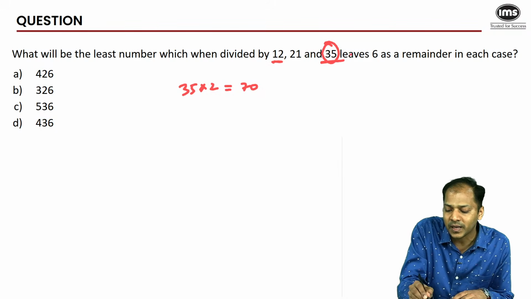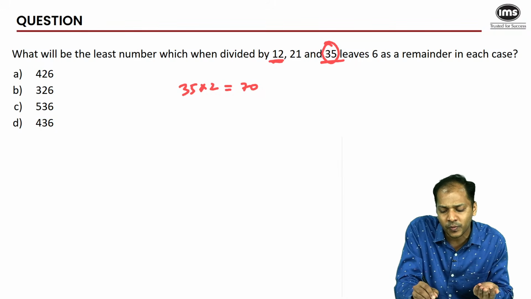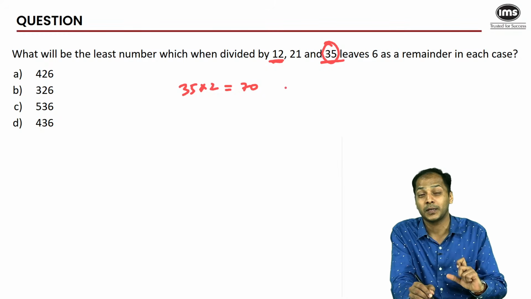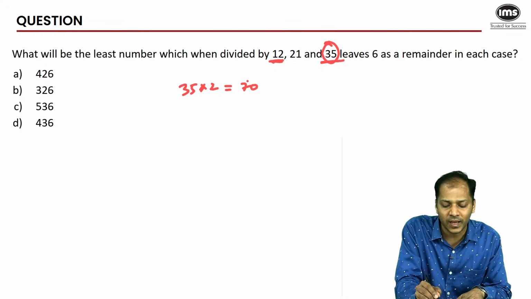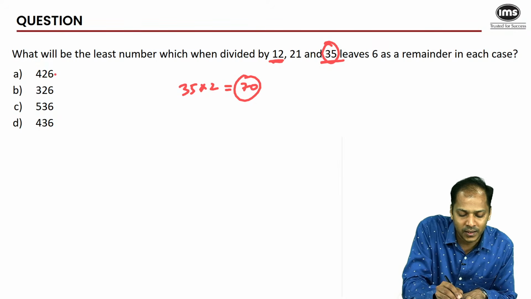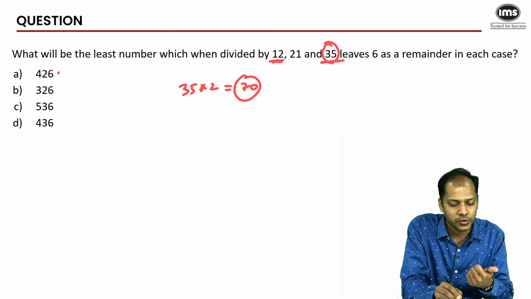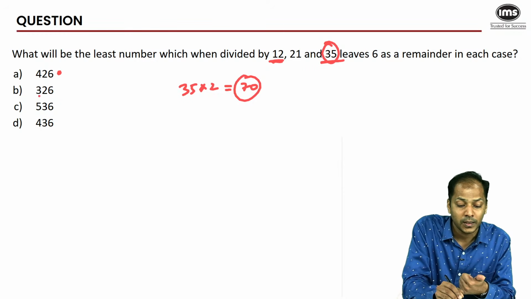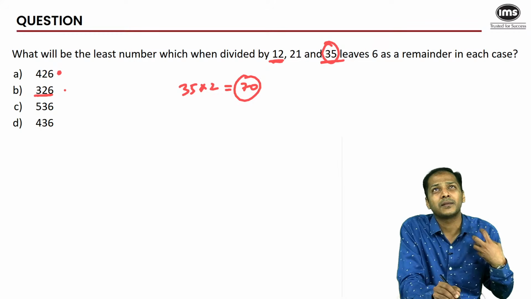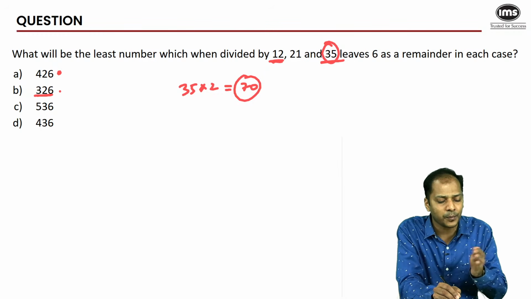So if a number is leaving a remainder of 6 with 35 as well as 12, it might leave a remainder of 6 with 70 also, and checking with 70 is very easy. Does this leave a remainder of 6 when divided by 70? Yes. So this could be a possible answer. This, when divided by 70, multiples of 70 are 280 plus 6.